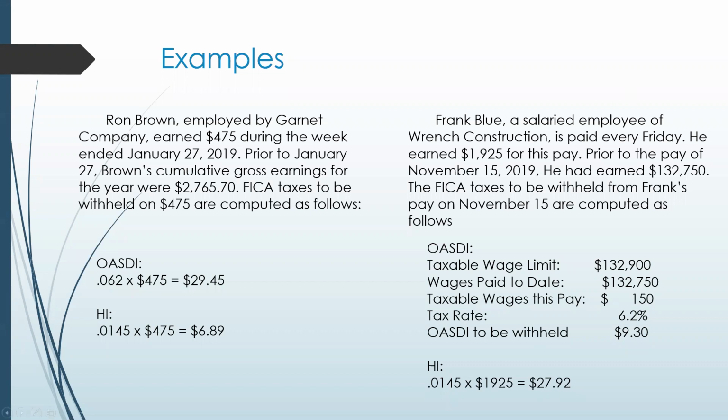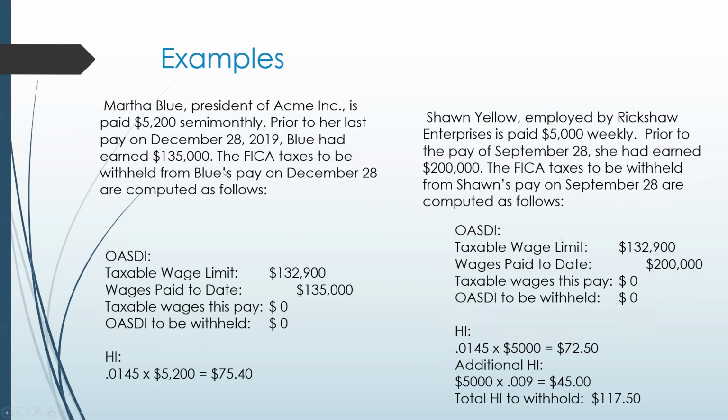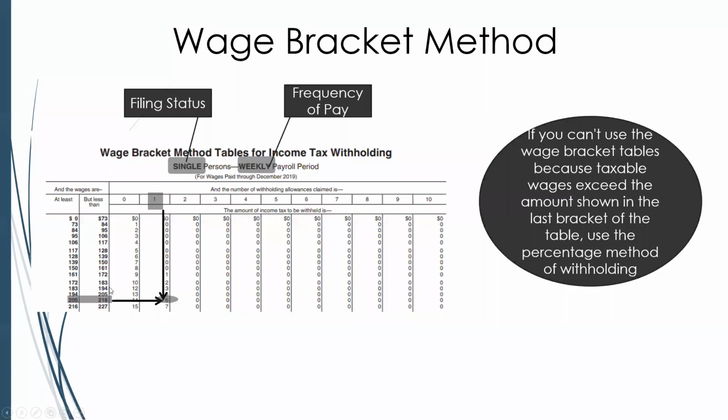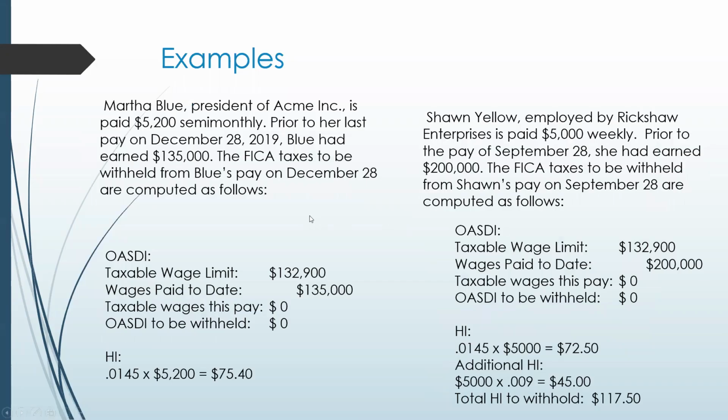Okay. And the other two, we don't have to go over these in detail. I just want to point out the fact that the taxable wage limit is 132. If the employee has earned more than that, you're going to have a zero amount withheld for Social Security, and for HI, of course, we're going to do the calculations on that as well.